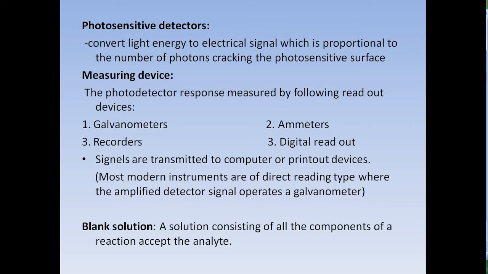Measuring device. The photodetector response is measured by readout devices like galvanometers, recorders, and digital readouts. Signals are transmitted to the computer or printout devices. Most modern instruments are of the direct reading type, where the amplified detector signal operates a galvanometer.